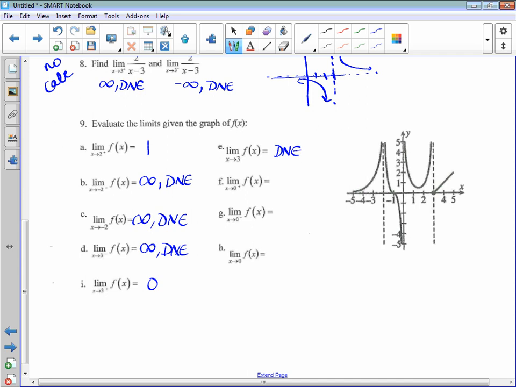F. G. H. Zero from the right? Technically, yeah, you guys can't see it, but there is like an arrow, that's actually pretty much what it is. Okay. Yeah. No, there is. There you go.